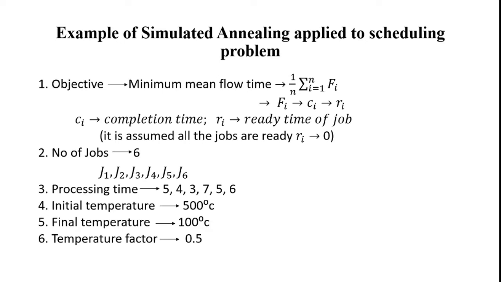For solving the problem with simulated annealing, we assume a temperature and initiate the process with the initial temperature. The initial temperature is 500 degrees Celsius, and the final temperature, at which the process is complete, is 100 degrees Celsius. The temperature factor for reducing the temperature from initial to final temperature is 0.5. These are all the assumptions I made for solving the problem with the simulated annealing algorithm.